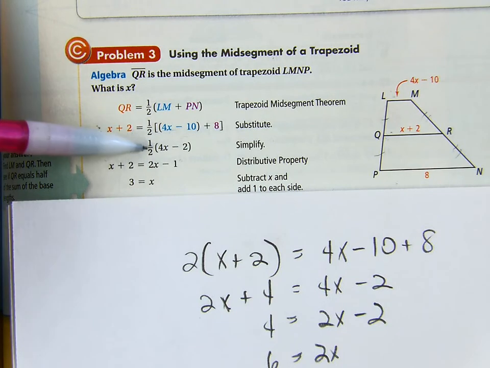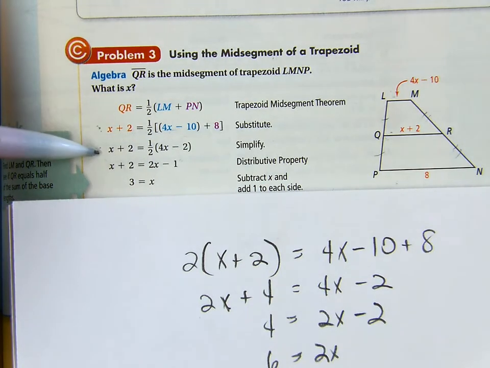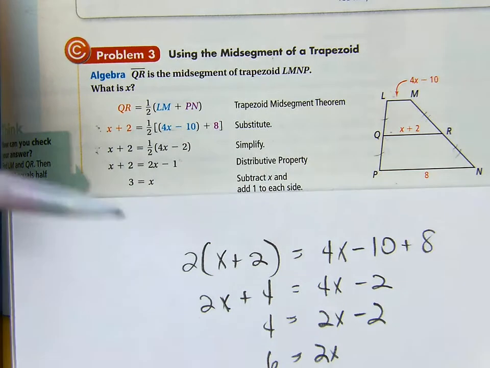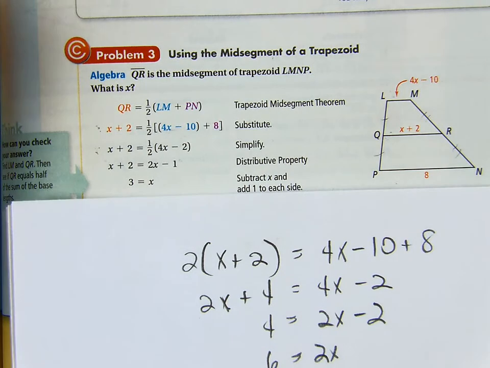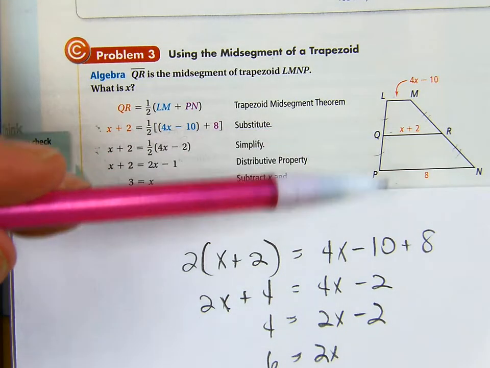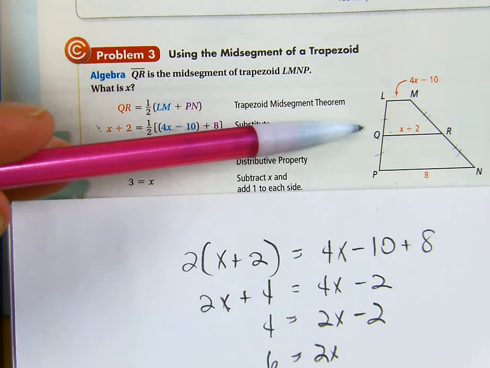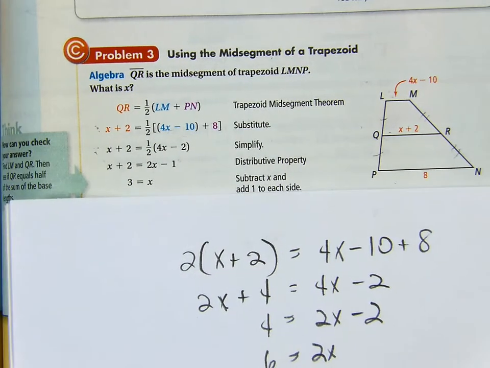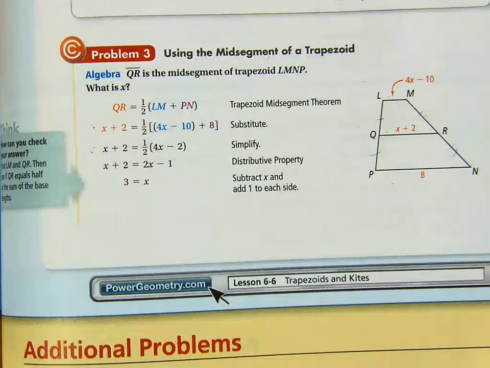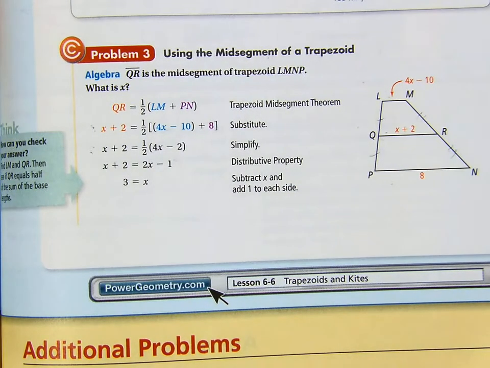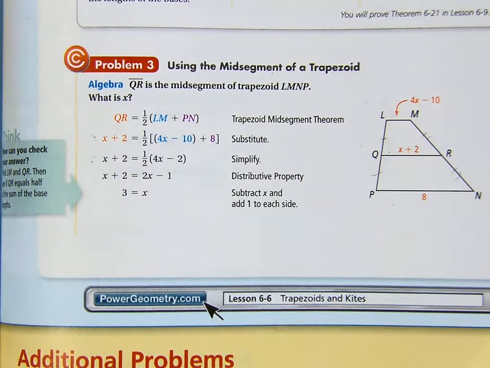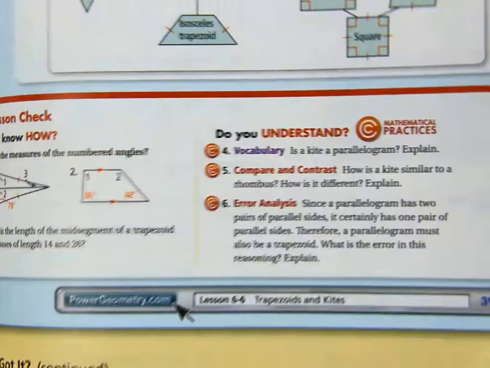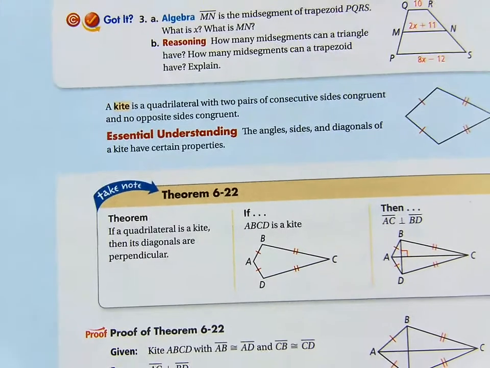Or you could just set it up this way and automatically multiply by 2 to move the half out of the way. But I just go ahead and say 2 times the mid-segment is equal to the sum of the bases. Rather than say the mid-segment is equal to half the sum, I say 2 times the mid-segment is equal to the sum, because it's the same idea mathematically. Okay? So you're going to see a lot of those problems in your homework, and that's the way I always set them up. 2 times the mid-segment is equal to the sum of the bases.